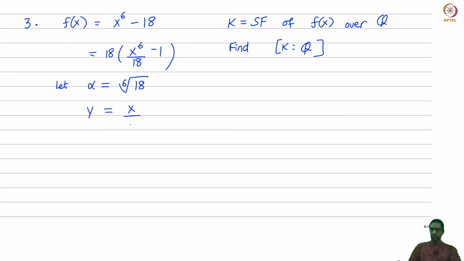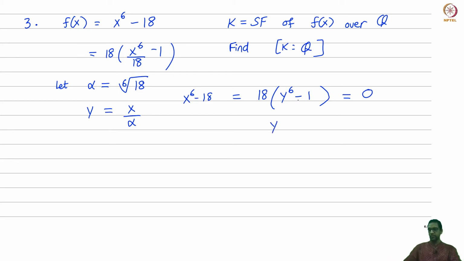And therefore, okay, let me also change variables. So let me call y as x by alpha. So then observe that f of x can be rewritten as follows. It was 18 times y to the 6 minus 1. Okay, so I have changed variables to y, and now it has this nice form. So now let me think of my polynomial as a polynomial in y rather than a polynomial in x. So to start with, I had this. Okay, so let me find its roots.